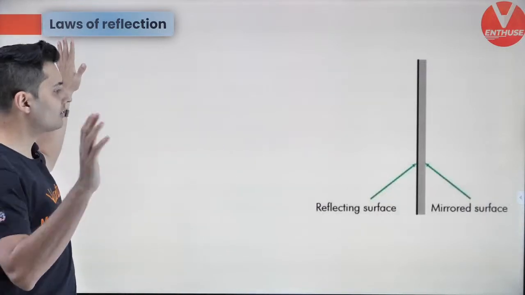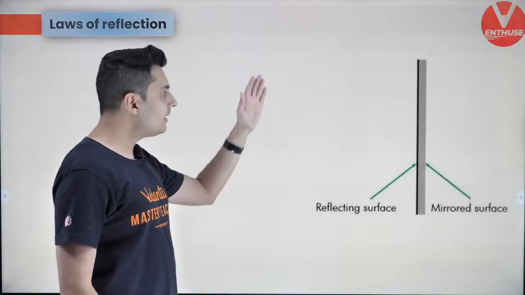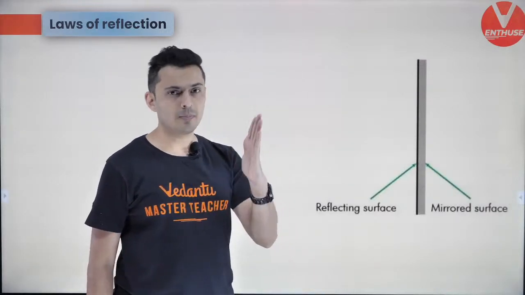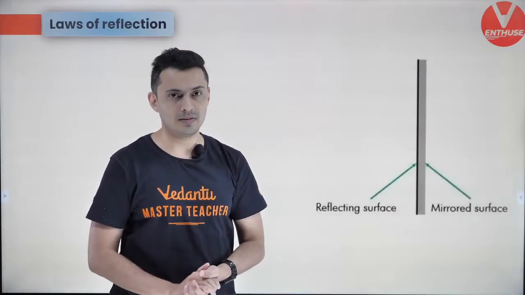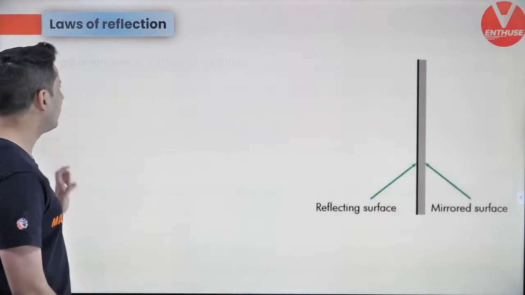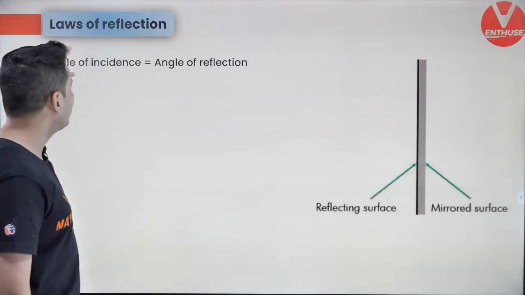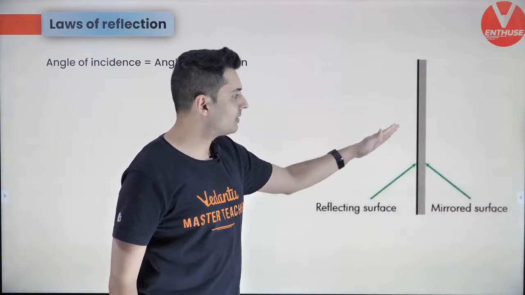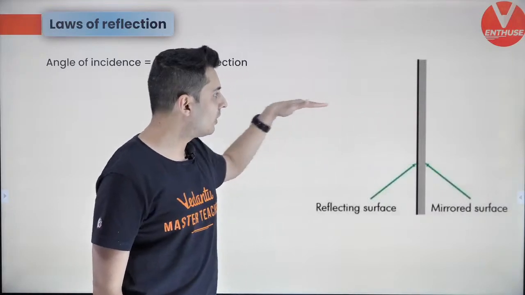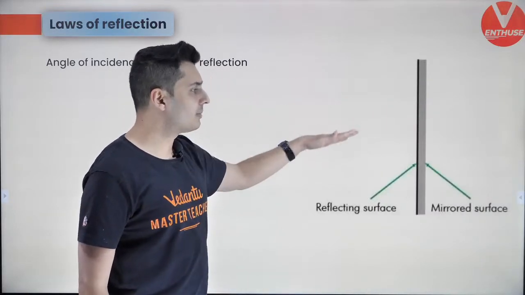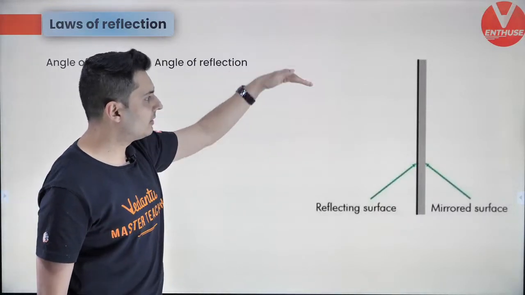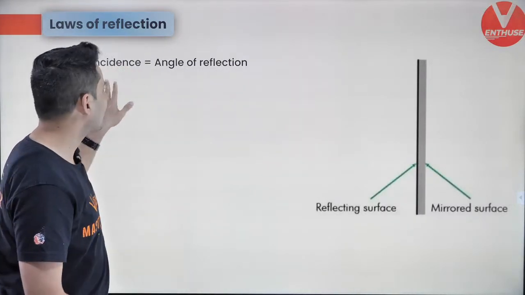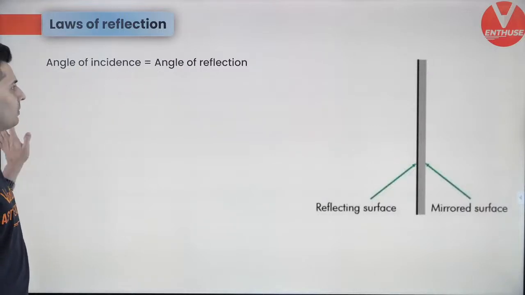So first, laws of reflection. Any reflecting surface, be it plane or be it curved, has to follow these two laws of reflection. What are these two laws? Number one, the angle of incidence. If a ray falls on a reflecting surface and you draw a normal, the angle which it makes is called the angle of incidence. And after reflection, the angle which it makes with the normal is called the angle of reflection. They both have to be equal.